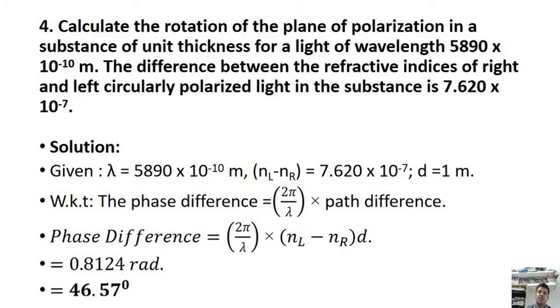So substituting all these values, the answer is 0.8124 radians. So we are getting it in radians. We have to make it in the form of degrees. So multiplying by pi by 180 gives 46.57 degrees. That is the phase difference of the given problem. So that is the fourth problem.